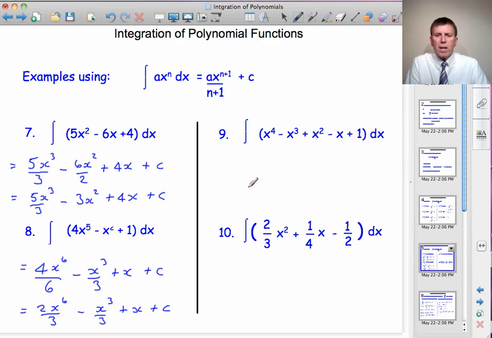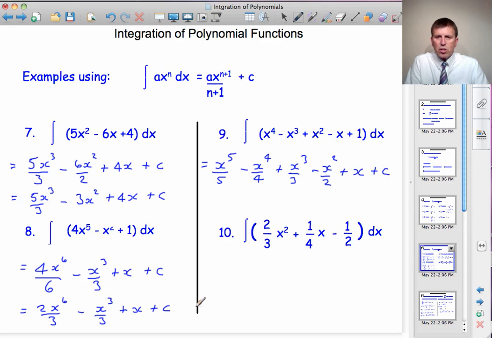Integrate x to the 4 minus x cubed plus x squared minus x plus 1 with respect to x. Working along the line, we get x to the 5 over 5 minus x to the 4 over 4 plus x cubed over 3, just raising the powers by 1 and dividing by the new powers. Integrate minus x, I get minus x squared over 2. Integrate plus 1, and I simply get plus x, and then there's the plus c on the end.